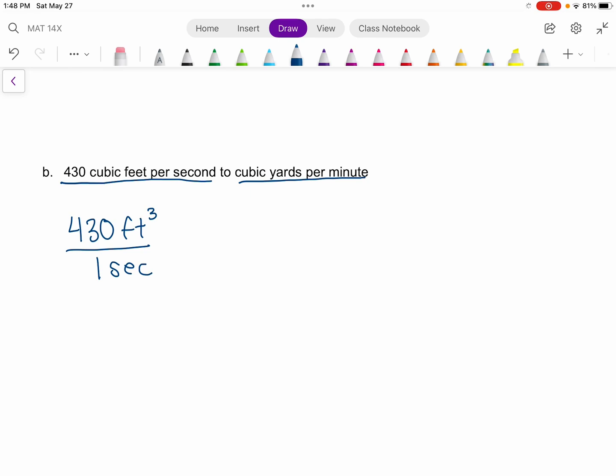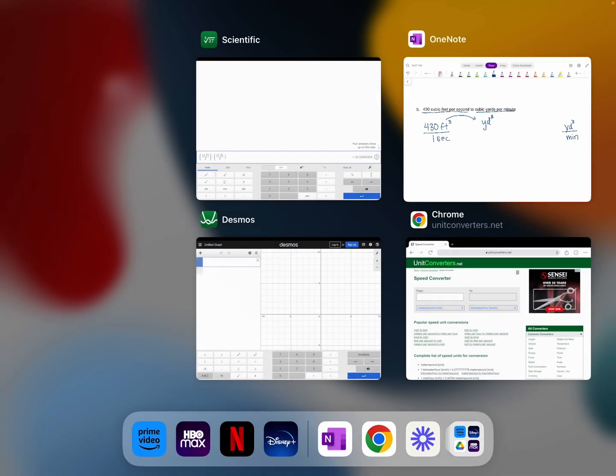Now, I'm going to take this step by step. In the end, I want to end up with cubic yards per minute. So I'm going to start with this number on the top. I have 430 cubic feet. Well, I don't want cubic feet. I want to turn that number into cubic yards. So this is a straight up use my unit converter calculator to do my conversion from cubic feet to cubic yards. So I'm going to go visit that.